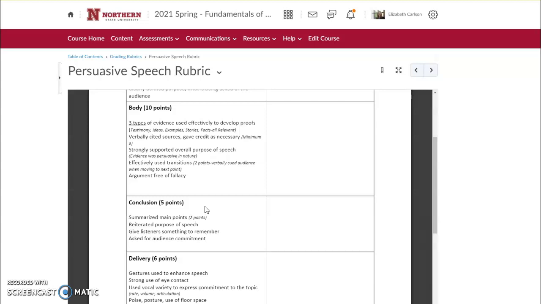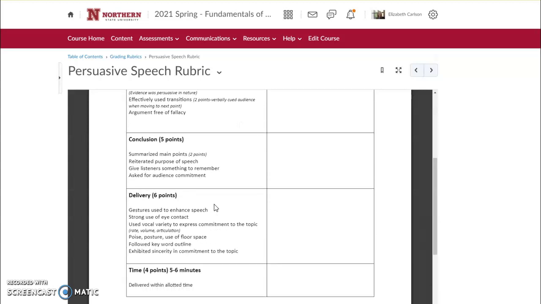And then lastly, within the body, argument free of fallacy. As we learned in past weeks, fallacy is error in reasoning. We do not want to assume anything. We want our persuasion to be well supported with proofs. So make sure that we're not drawing any conclusions, okay? Free of fallacy.